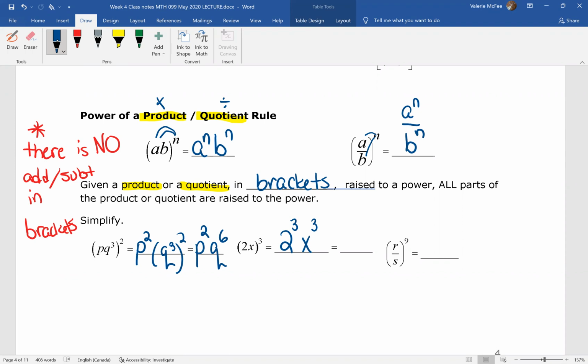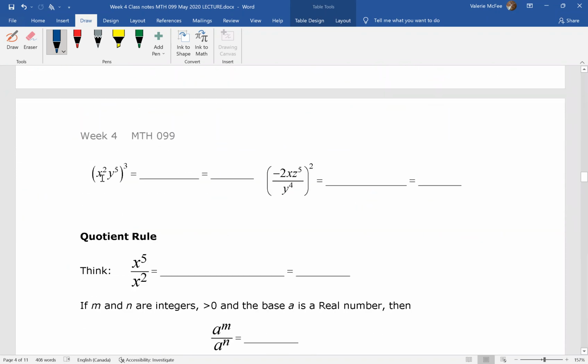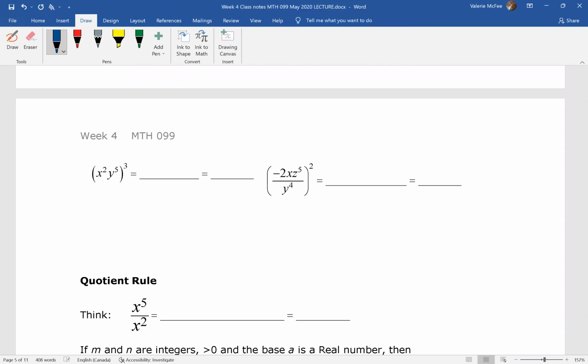But we don't leave 2 cubed. You can evaluate that. This is 8x cubed. The next one. Let's see what else. Some questions that look a little bit tricky. Why don't you pause your video? Try the first one.